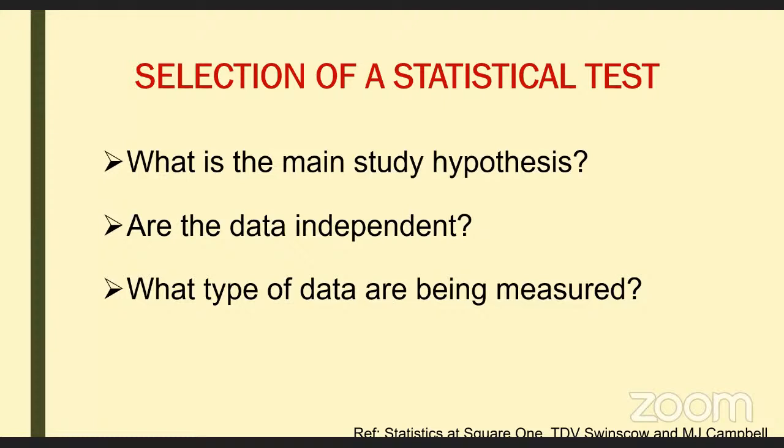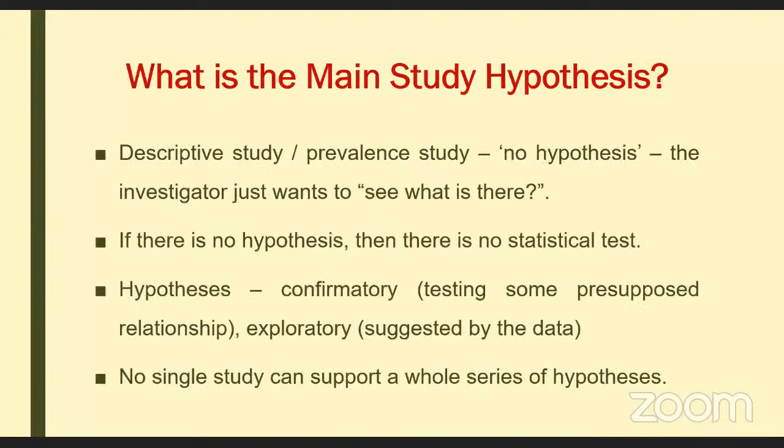I have given you an example of Myntra, shopping on the Myntra online site. So how do you apply filters? The same filters are to be applied to select one test out of the numerous tests we have. So what is the main study objective? Are the data independent? And what type of data are being measured? That we'll see. First thing, what is the main study hypothesis?